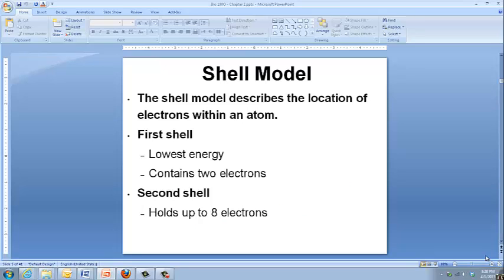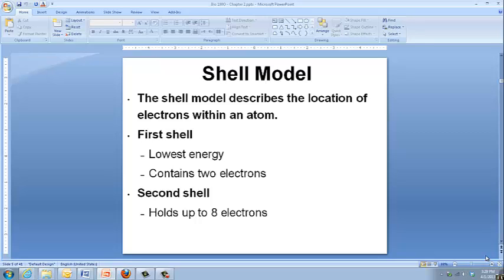Most importantly, what we're going to discuss on these first couple pages is something referred to as the shell model of atoms. The shell model describes the location of electrons within an atom. Every atom has a certain number of shells that those electrons are found on around the nucleus. Really what we need to specify here is how many electrons fit on each shell. On the first shell, the one closest to the nucleus, we can fit 2 electrons. These electrons have the least energy, and only 2 electrons will fit on that first shell.